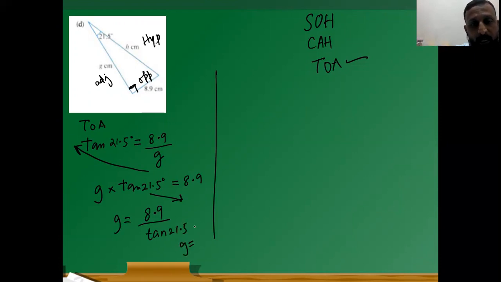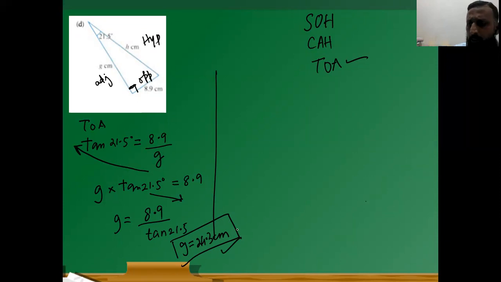So finally, your calculator will give you your answer: 8.9 divided by tangent 21.5. The answer is found to be 24.3 centimeters. Let me check it once again. 8.9 divided by tangent 21.5. Okay, so there, boys and girls, my answer is 22.3. 22.3. Okay, that's the correct answer.